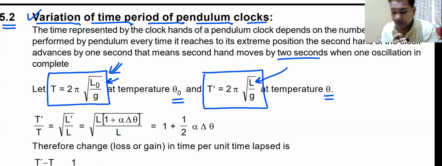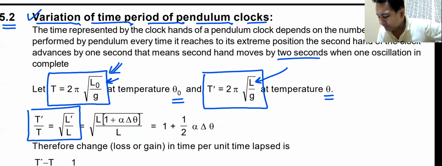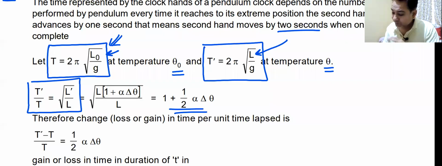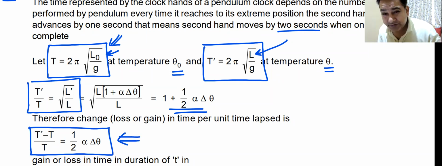So these two time periods are not the same. If I find out the new time period divided by the old time period ratio, and apply the binomial expansion, I'm not going to get into that binomial expansion. What I'm more concerned about is the formula that I get, and it's a very important formula that you must remember. This can come as a question in error measurement, percentage error in the measurement of temperature or time period or something of that nature.